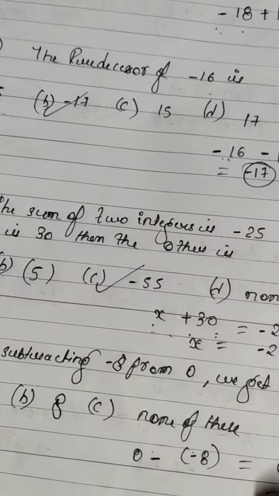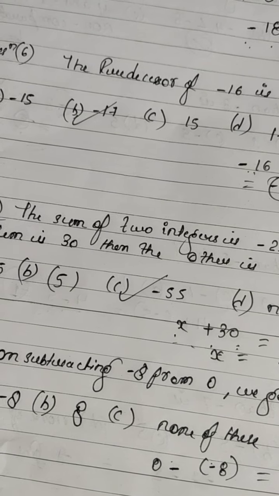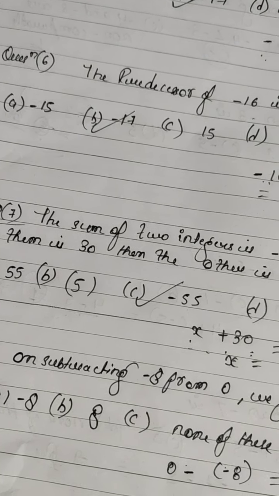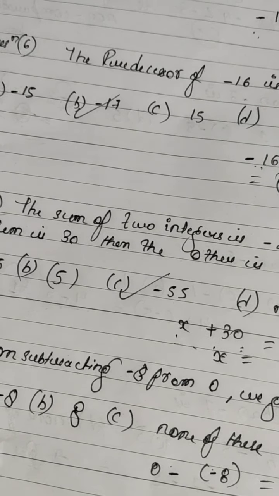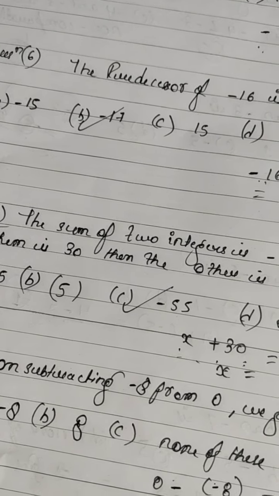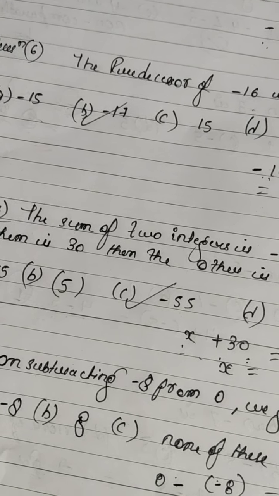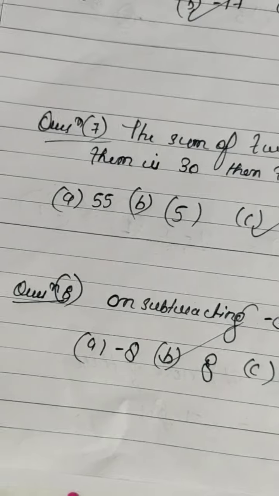So the question says, what number are we going to get when we are subtracting minus 8 from 0. So the answer would be 8. Okay, so here we have the answer. So the option B is correct.